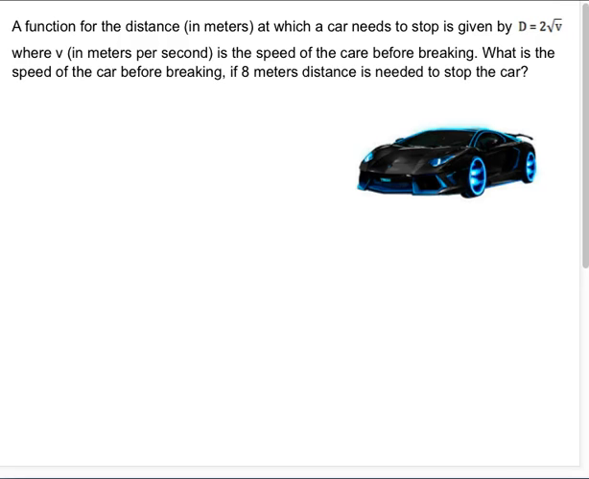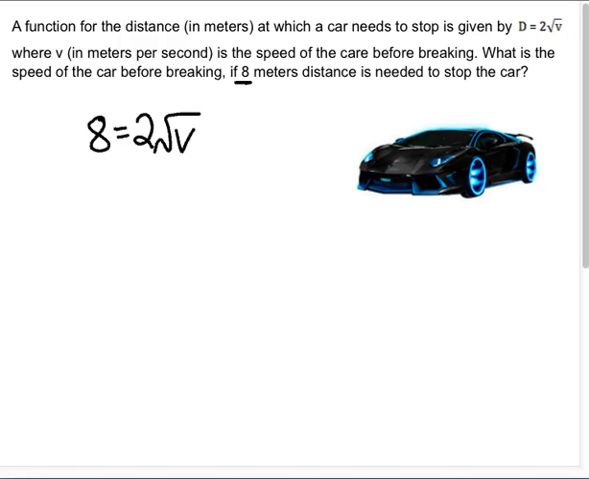All right, so a function for the distance in meters at which a car needs to stop is given by d equals 2 square root of v, where v in meters per second is the speed of the car before braking. What is the speed of the car before braking if 8 meters distance is needed to stop the car? So 8 is going to be my distance. All right, so I plug in the 8 for my distance, and now I'm solving for the velocity.